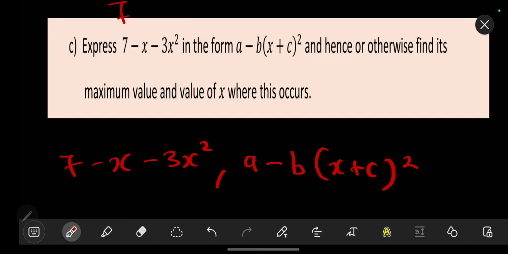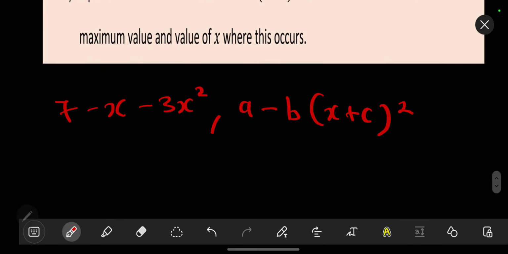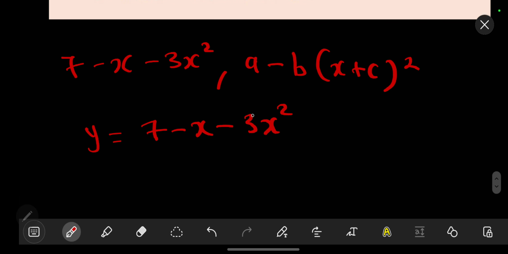So to solve this one, let this be equal to y. So let y be equal to 7 minus x minus 3x squared. Then when we do this, we make sure that the coefficient of x squared is equal to 1. So what are we going to do? We are going to divide by 3 throughout, or rather we are going to factorize.